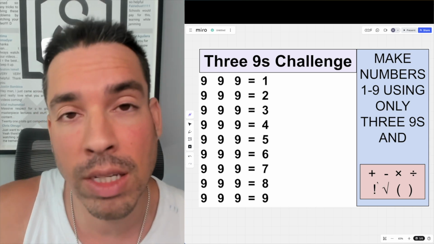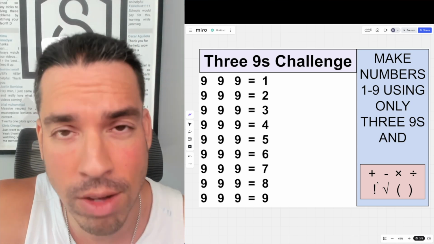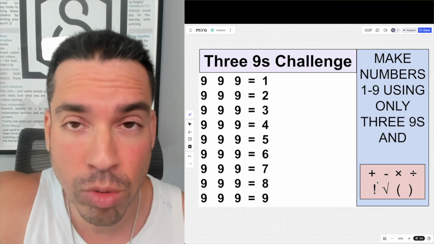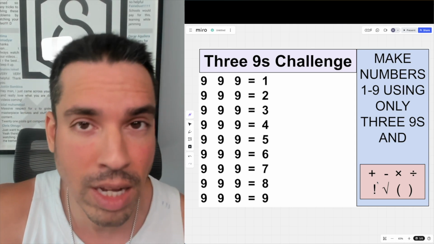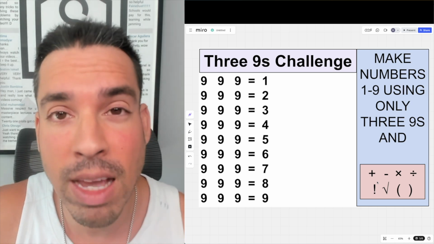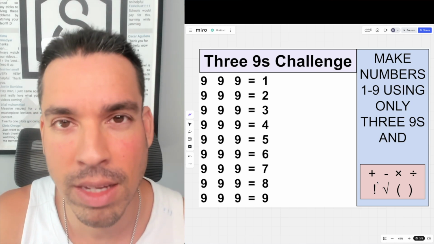And factorial, in case you're not familiar with that mathematical symbol, it's a multiplication countdown. So for example, 4 factorial is 4 times 3 times 2 times 1. 9 factorial is 9 times 8 times 7 times 6 times 5 times 4 times 3 times 2 times 1. Hit that pause button and see if you can figure it out. When you're ready, hit play and I'll give you the explanation.